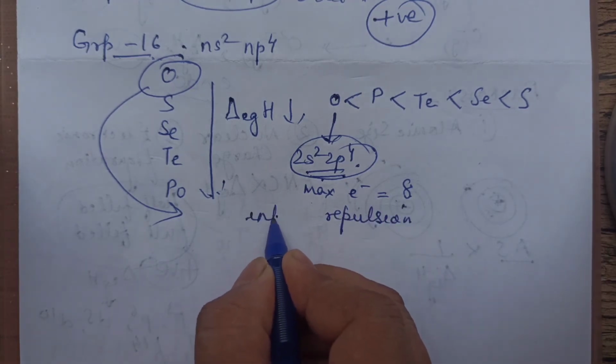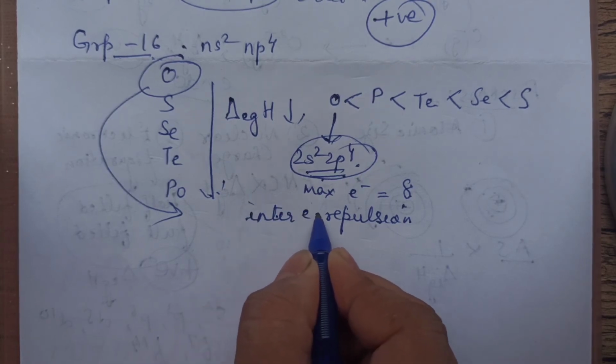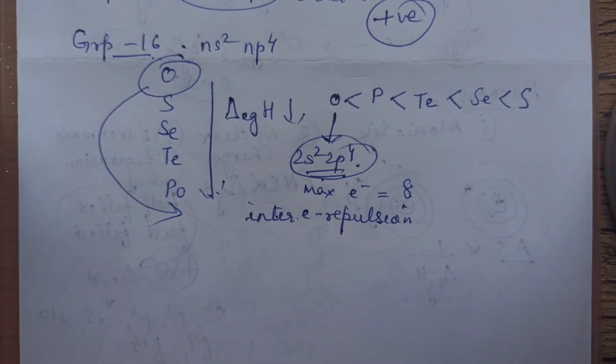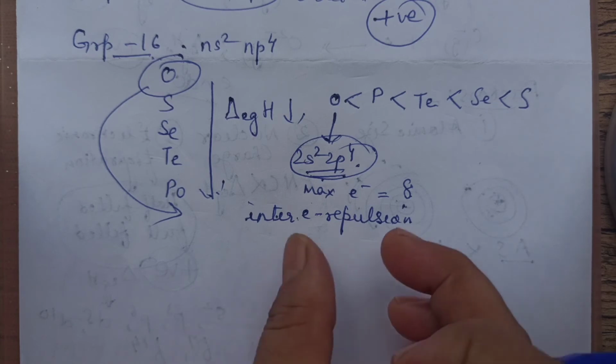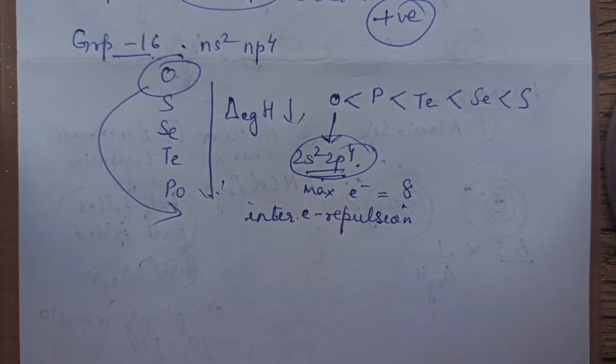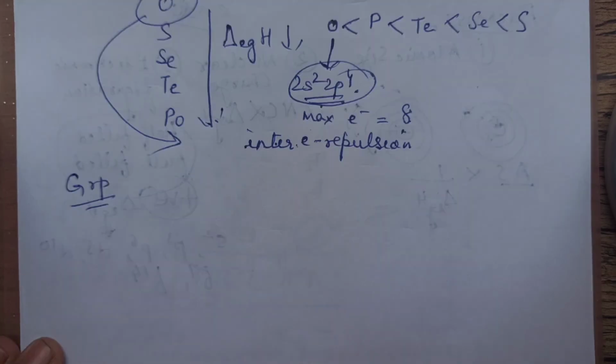We can say inter-electronic repulsion is there in oxygen. Okay, then what about sulfur and the others? They have third, fourth, fifth shells where the number of electrons can be more. Here capacity is only 8 but 6 are already present. Therefore the incoming electron will face more repulsion. Got it? Now let's see group 17.